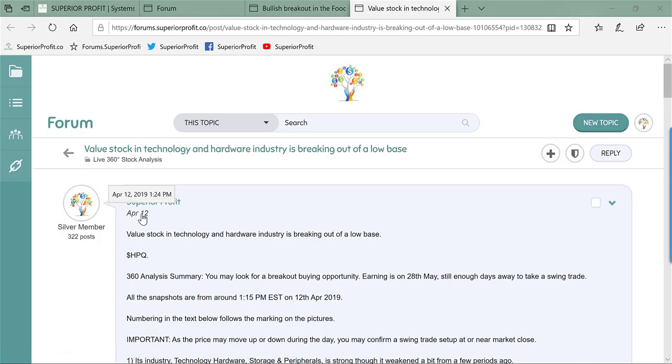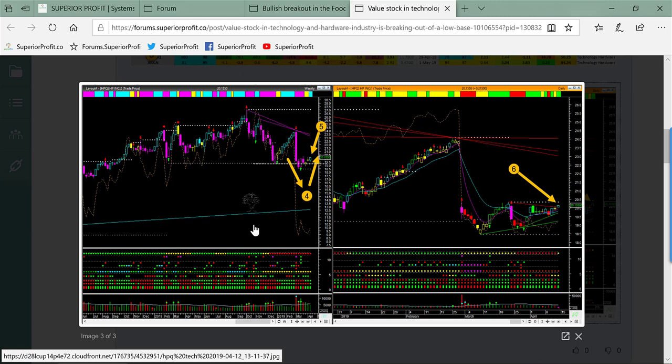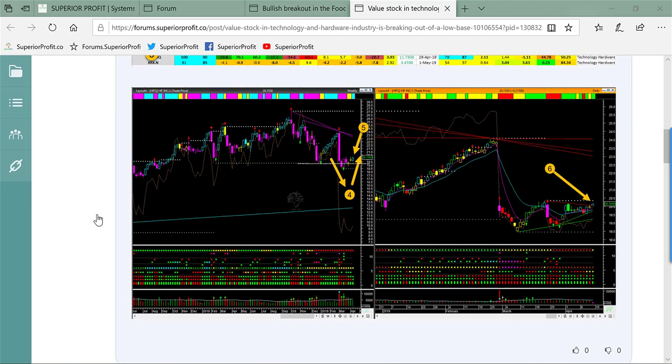On 12th April in our traders forum, I shared a bullish view on HPQ. I attached the Q 360 degrees analysis snapshots at that time. The stock was breaking out of a triangle pattern, out of a memory resistance at that time, giving us a low risk breakout trade opportunity in the long direction. You may go through this post to see how you could use Q systems to take a long position in HPQ right at the moment it was breaking out of the triangle pattern using Q 360 degrees analysis.